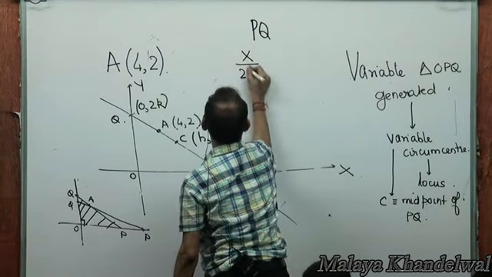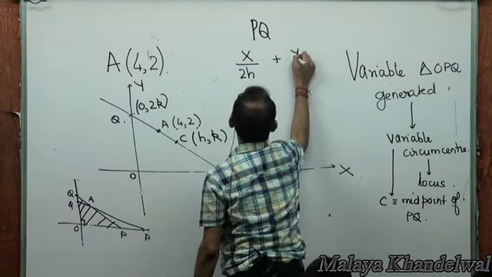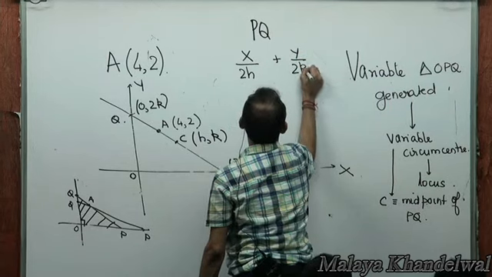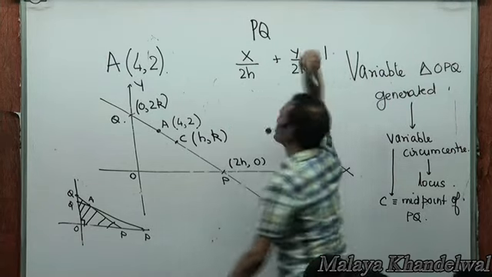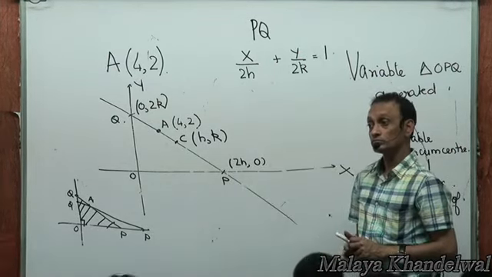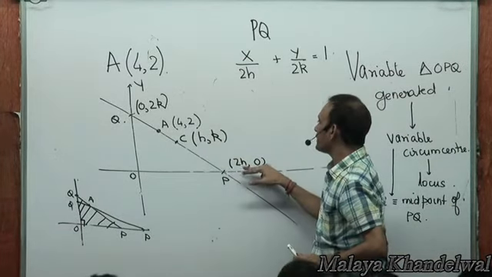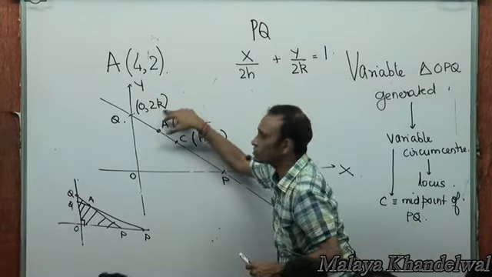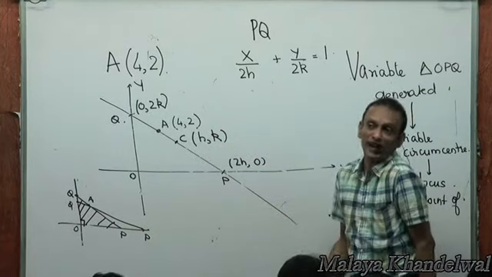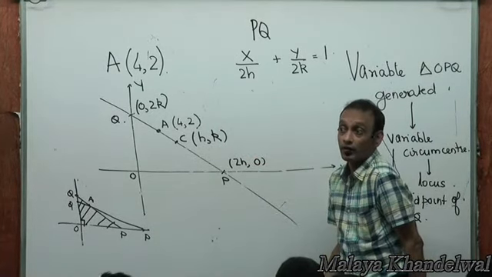x by 2h plus y by 2k equal to 1. That's the equation of the variable PQ. Yes or no? Different PQs selected passing through A will have different position points, different values of 2h and 2k.